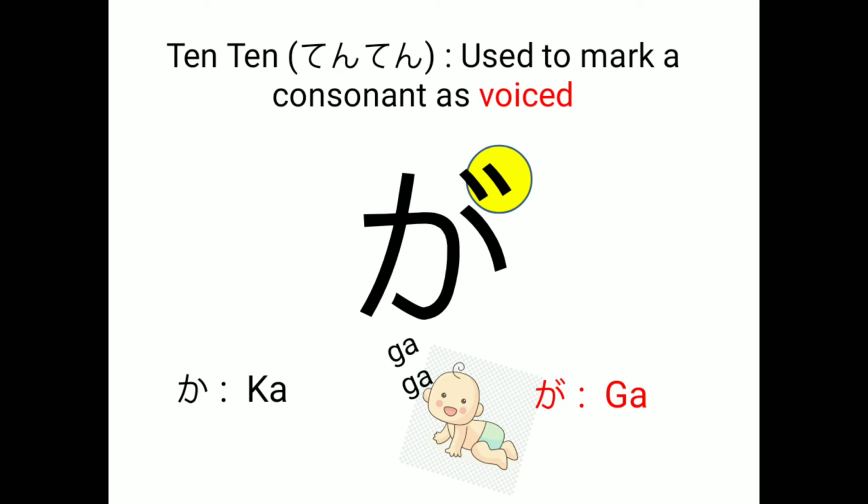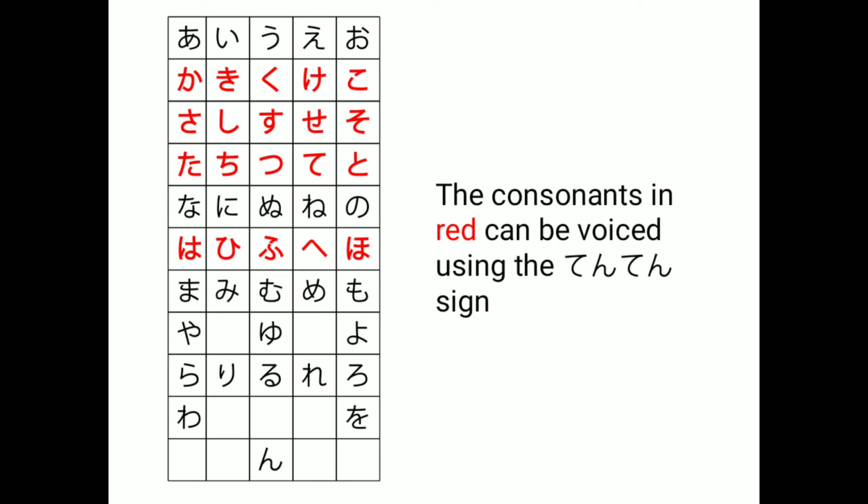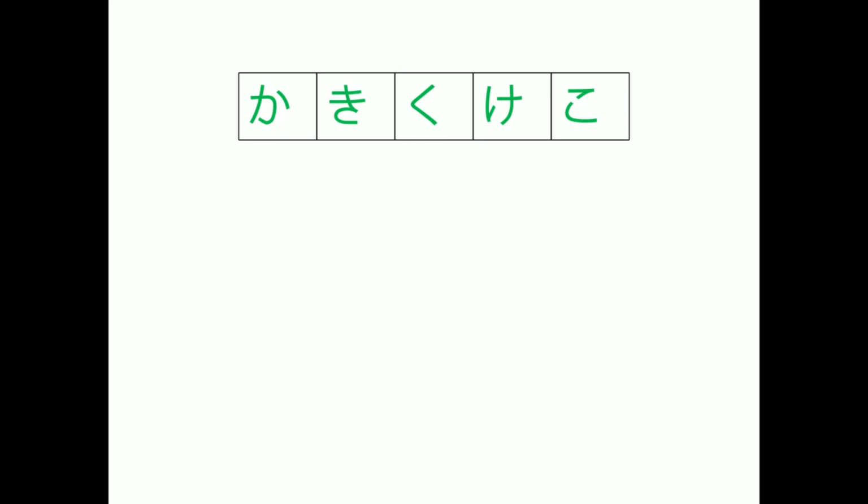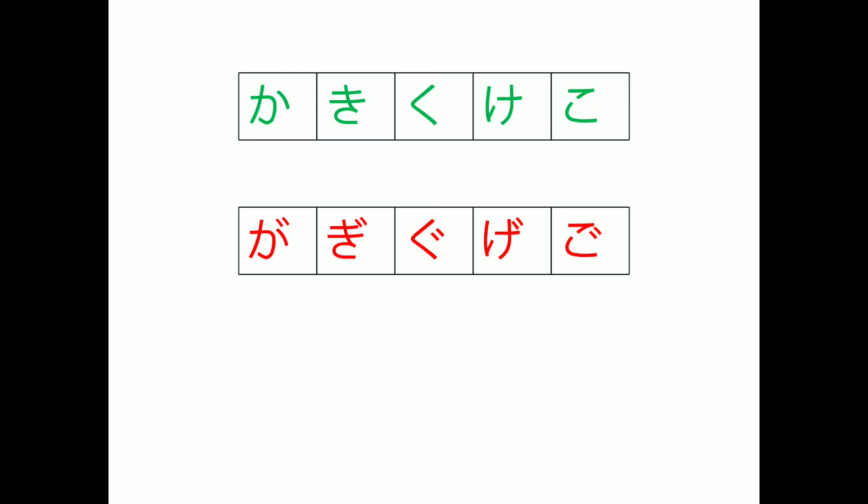So there are various alphabets in Hiragana where you can use the teNten mark to change it to a voiced alphabet. So the alphabets marked in red can be converted using the teNten mark to its voiced form. Okay? Now we come to the first set of alphabets which can possibly convert to their voiced forms. Okay, these are the voiced forms of these alphabets.